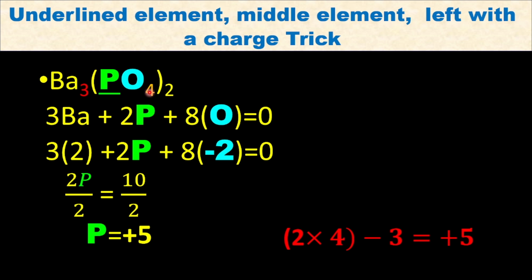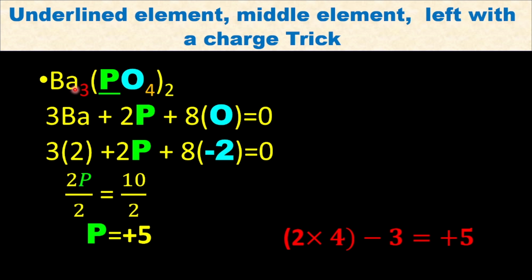Now, with a normal approach, we expand. So that will give us 3Ba as indicated here. Then 2 times P, that is 2P. 4 times O. But because we have a number here, it will be 2 times 4, which is 8 times the O. So 8 times oxygen is equal to 0.